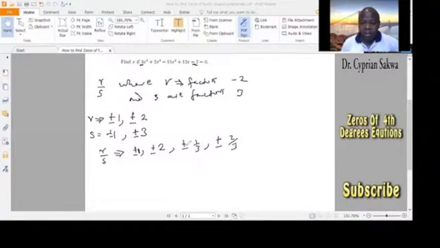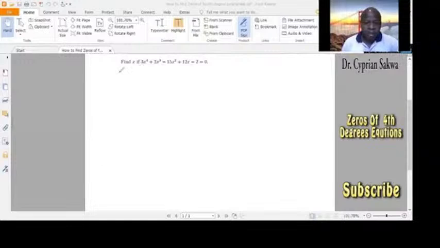I'll use long division to reduce this equation to a cubic equation, and again factorize the cubic equation if it's factorizable. If the cubic equation can be factorized, I'll factorize it, reduce it to see which of these would be a root to this equation. So I begin with positive or negative 1. Let me begin with x equals 1 and see whether it's a root.